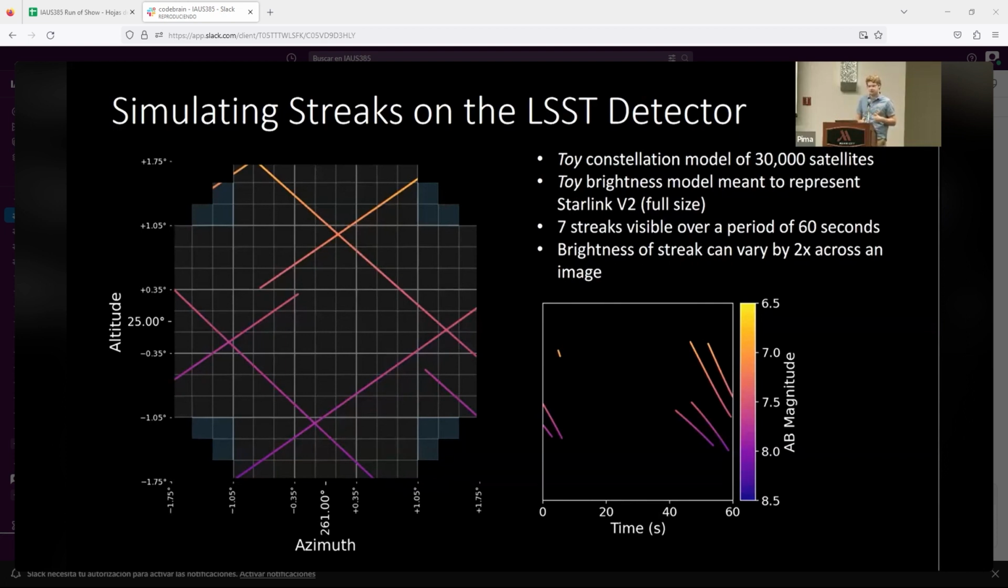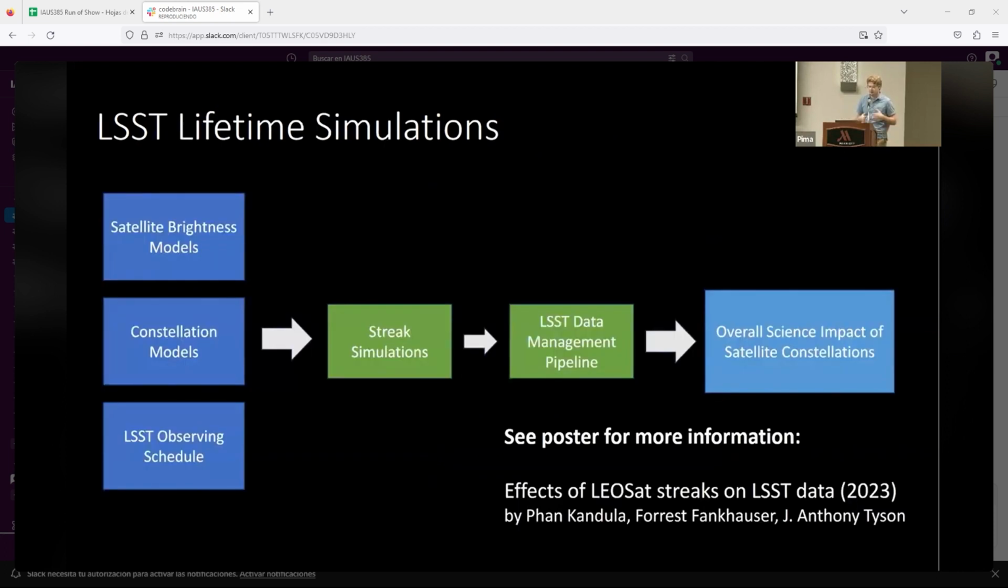And I think what was especially interesting about this analysis is we see that the brightness of streaks can vary by a factor of 2 across an image. So that already informs you that whatever streak removal algorithm we have needs to handle this case. And then going forward, Tony's group is working on something really exciting where we combine satellite brightness models, a constellation model, and the LSST observing schedule to generate images with satellite streaks and without satellite streaks.